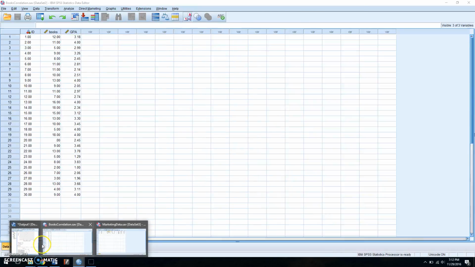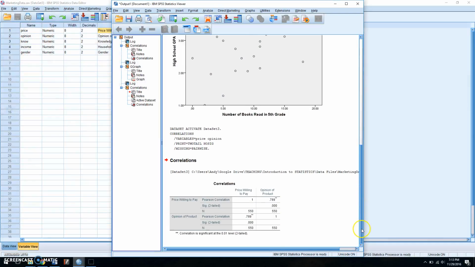If I bring up the output here, we can see that 0.789 is our correlation. I've got some stuff up here from the last one, but just pay attention down here. 0.789 is the correlation. That's the R value. And P here is less than 0.001. So we definitely have a significant, strong relationship between opinion and the price that people are willing to pay. So we know there's a relationship here, which means that if we know someone's opinion, that'll be a pretty strong predictor of how much they're willing to pay. That's where the regression comes in.